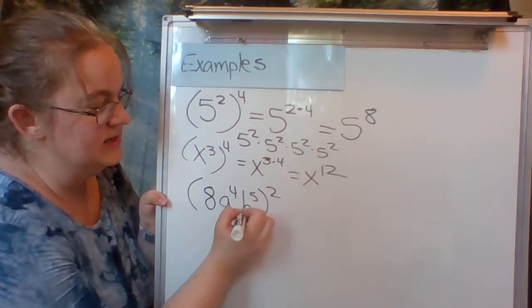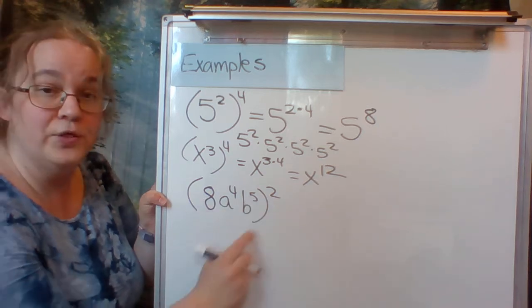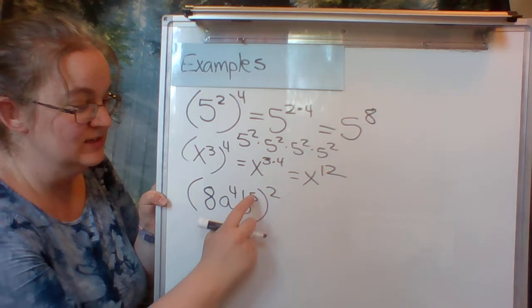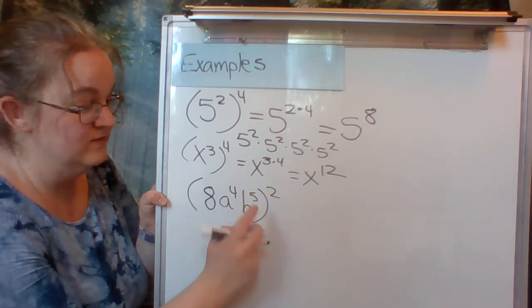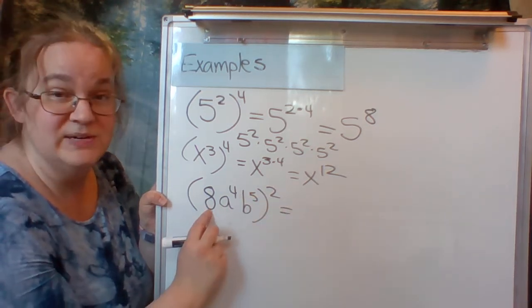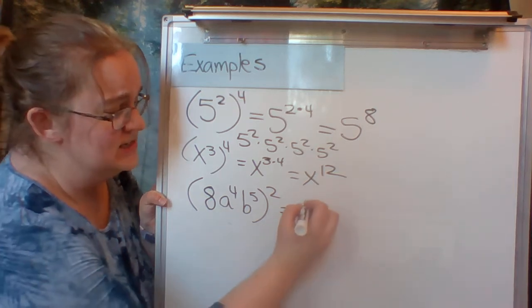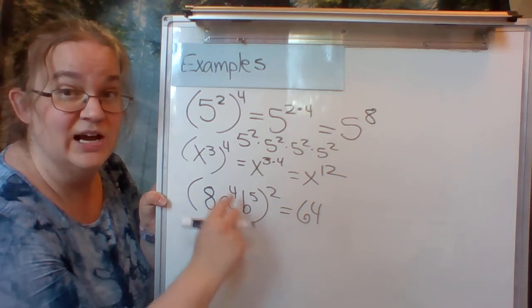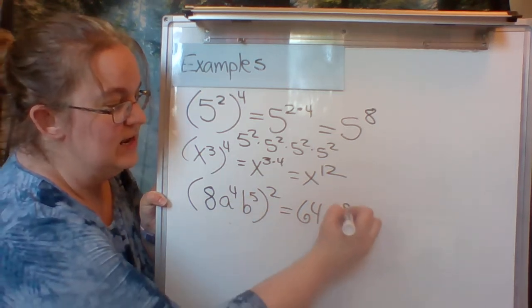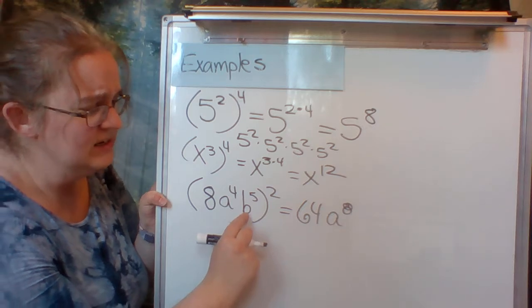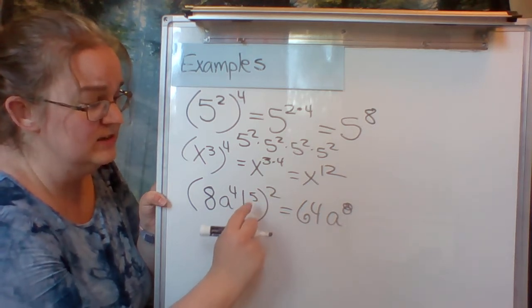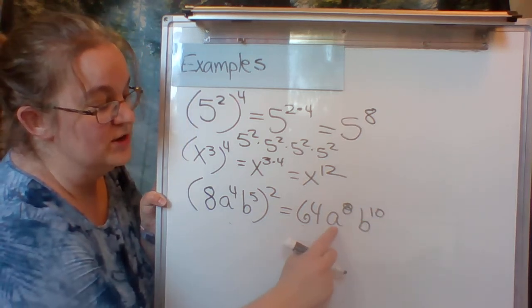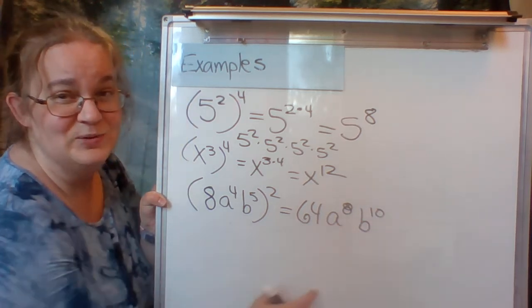I raise it, say, to the second power, it's this whole thing squared, which means I'm doing 8a to the fourth, b to the fifth times 8a to the fourth, b to the fifth. And so I'm taking it a piece at a time. 8 squared is 64. A to the fourth power means a to the 4 times 2, which would be a to the 8th. B to the fifth power to the second power is b to the 5 times 2, which is b to the 10. So this is 64, a to the 8th, b to the 10th when we square it.